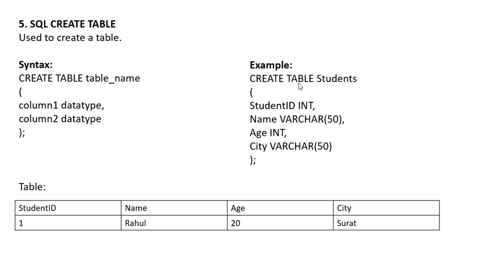For example, create a table named students, and inside the brackets the column names are student_id with data type INT, name as VARCHAR(15) to allow 15 characters, age as INT, and city as VARCHAR. VARCHAR means a string, and the number inside the brackets is the number of characters allowed. Then close the brackets and add a semicolon, and the table is created with student_id, name, age, and city.